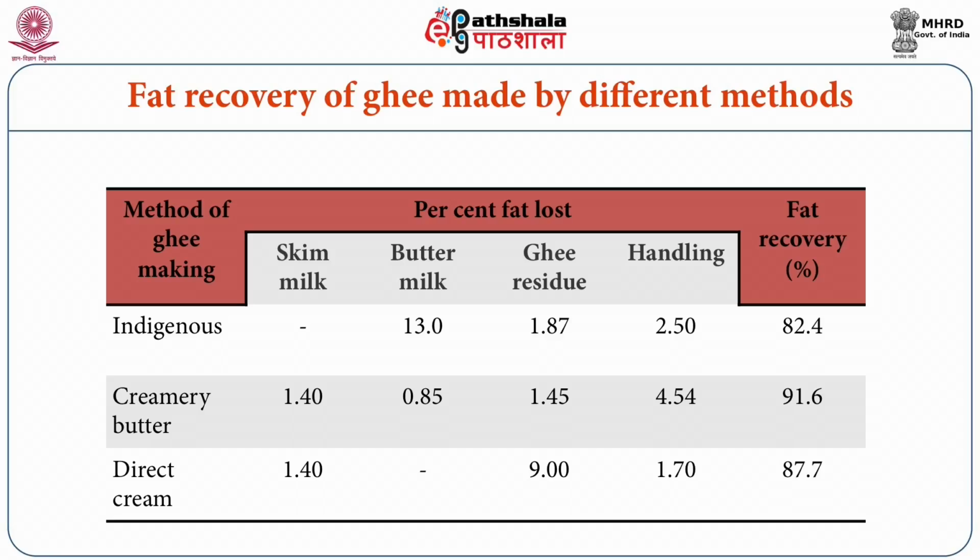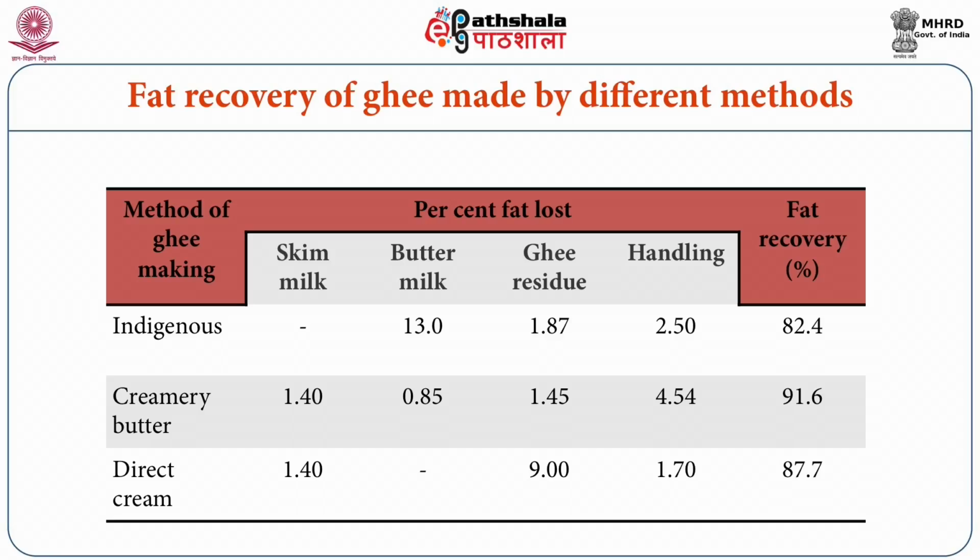So again, the ghee residue fat loss is less, 1.45. Handling losses are more because you have associated aging, churning, etc. So 4.5 is your fat loss during handling. So finally, you are getting around 92% fat recovery, which is the best among these three methods.